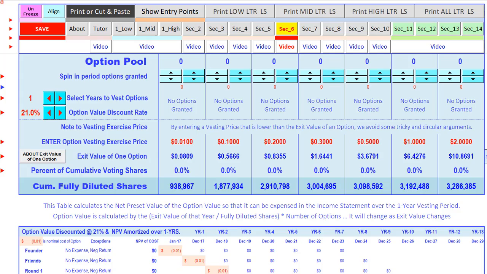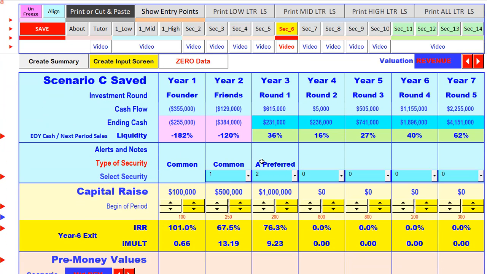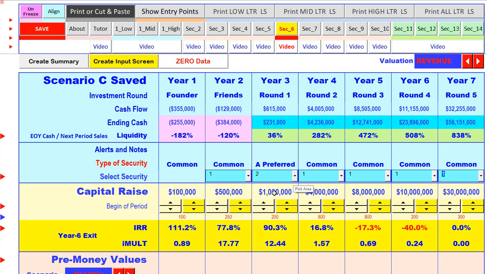Okay, so we're going to set up an option pool. The very first thing we actually have to do, and I need to go back to do this, is we really need to have a bunch of common, because common is really what the option pool is about, although you could do it with preferred, but I'm going to put just a bunch of common in here. There's common, common, common, common. And I'll leave the A preferred in there.